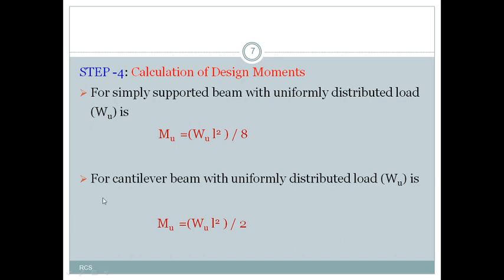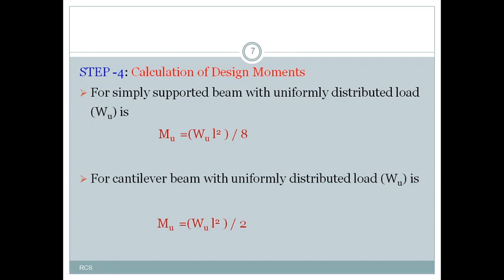Then if you are designing a cantilever beam subjected to uniformly distributed load W, the design moment for the cantilever beam is Mu equal to Wu L square by 2. From this formula we can calculate the design moment for a cantilever beam subjected to UDL.